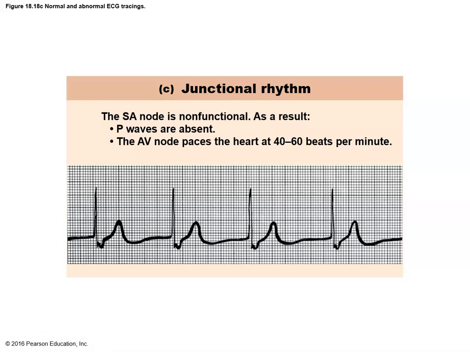This is going to negatively impact atrial contraction somewhat, but the more important thing that happens here is it slows down the heart. If the SA node isn't setting the speed, it isn't setting the heart rate, the AV node will take over and do that, but it does so at a slower rate. So instead of that, let's say 60 to 70 beats per minute, now we're looking at 40 to 60 beats per minute. So if you decrease the heart rate, you have decreased cardiac output.